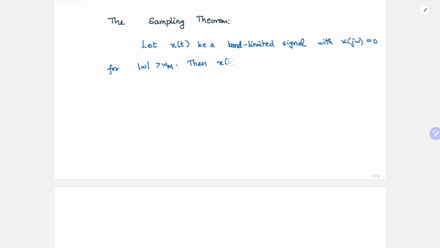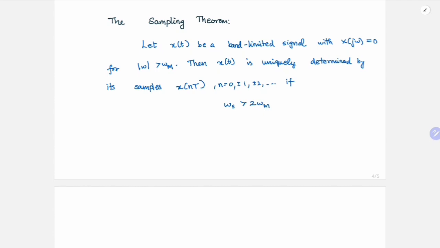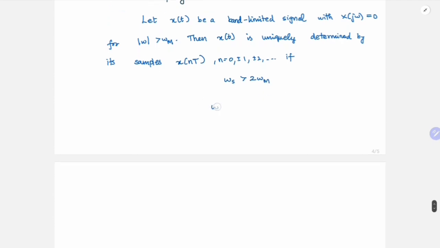So this ωm is the bandwidth of the signal. Then x(t) is uniquely determined by its samples x(nT) for n equal to 0, plus minus 1, plus minus 2 and so on, if my sampling frequency ωs is greater than 2ωm, and ωs is nothing but 2π/T, where T is my sampling period.